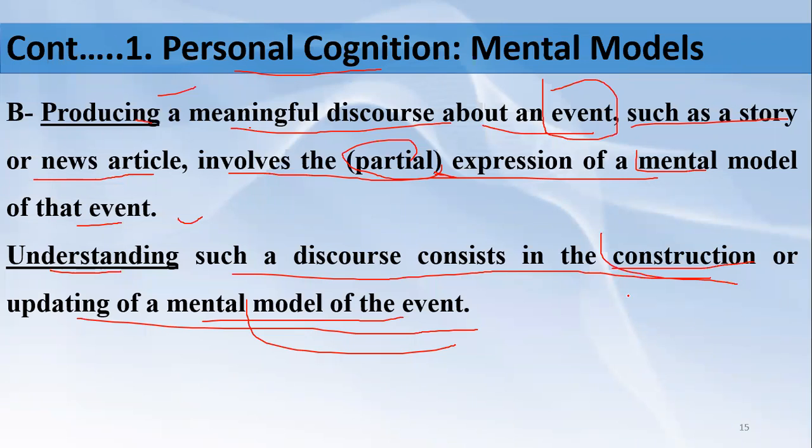Now you are either constructing mental models of that event, or you are updating your mental models of that event. For example, if you are aware of something but partially aware, not completely, and I add to your knowledge related to our Nathia Gali trip, then you are actually updating your personal mental model of that event. Is this clear so far?